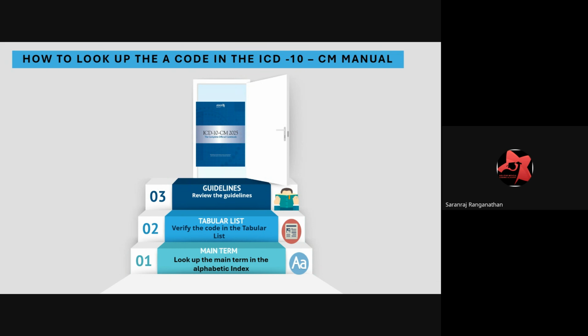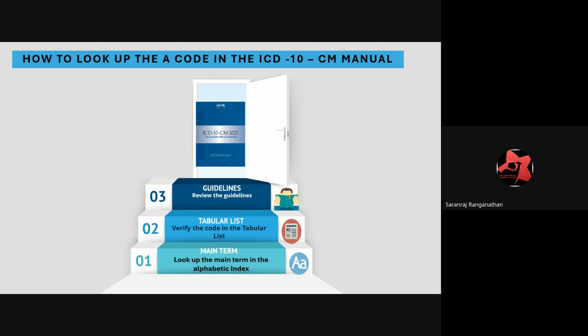Then, using that code, I need to see the complete code in the tabular list. The tabular list will provide me the complete verification and guidelines. Many guidelines will come across in the tabular list and in the index page, and those guidelines are very, very mandatory. Based on the guidelines, we will be using the codes in ICD-10. That is the main purpose of ICD-10, and that is how we are going to use the ICD book.